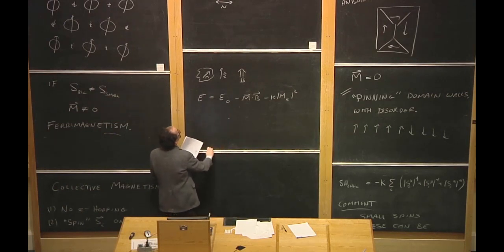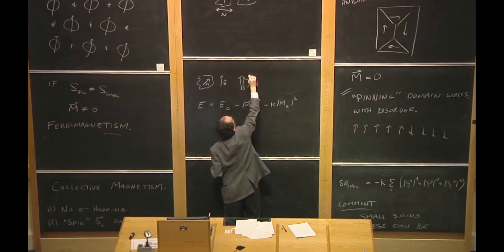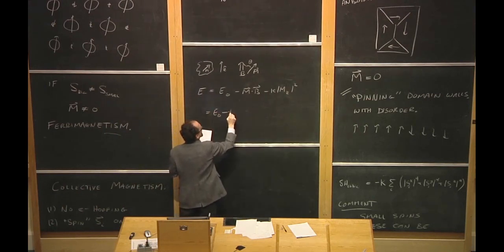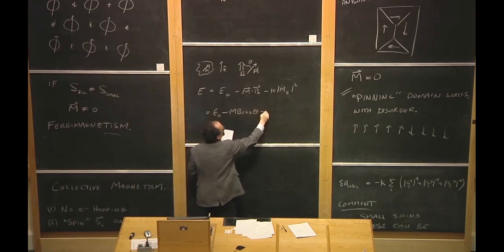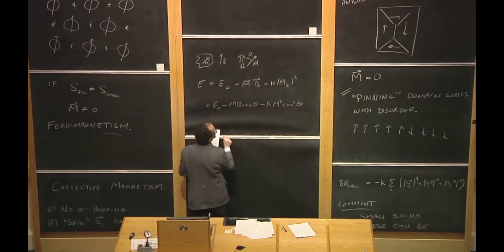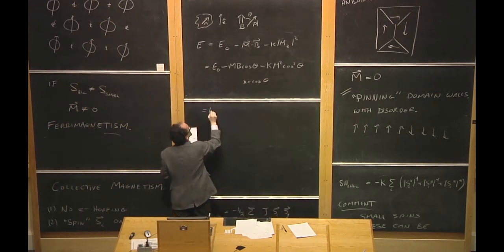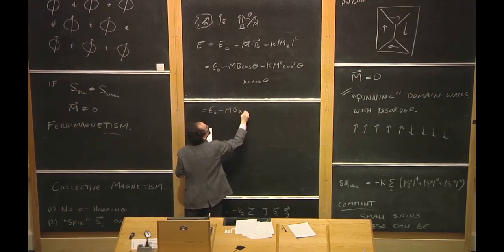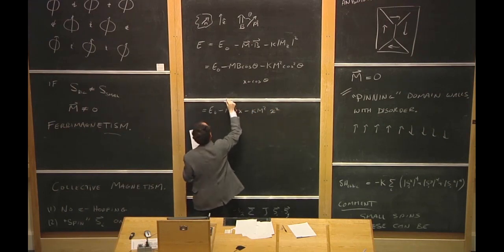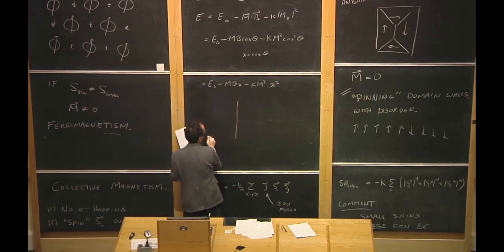So if the angle between M and B is theta, then we can rewrite this energy as E naught minus mb cosine theta minus kappa m squared cosine squared theta. And in fact, we might even let x equals cosine theta. And then what we have is a quadratic, E naught minus mb x minus kappa m squared x squared. And we can plot this thing. Oops, I'm running out of room, aren't I? Okay. We can plot this as a function of theta, or as a function of x.